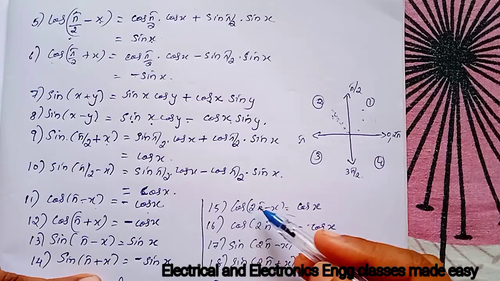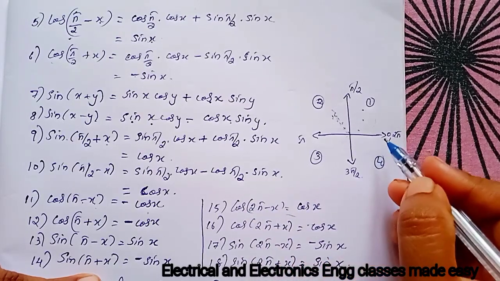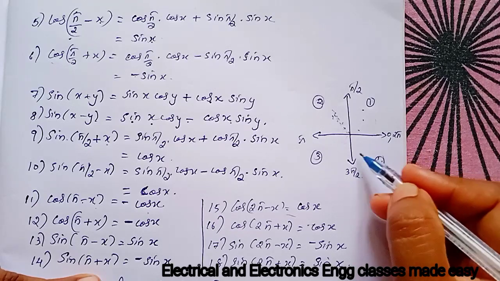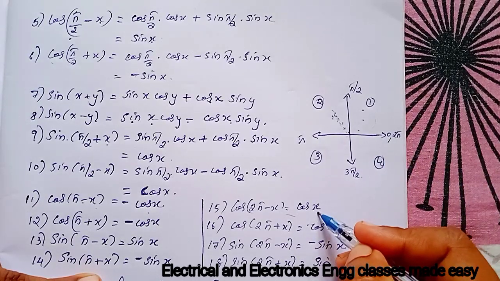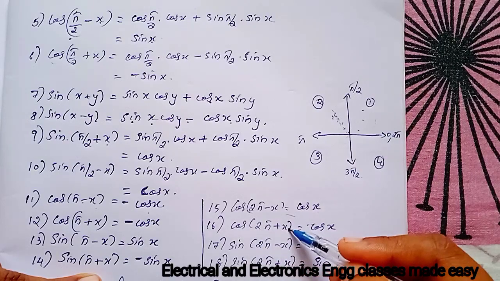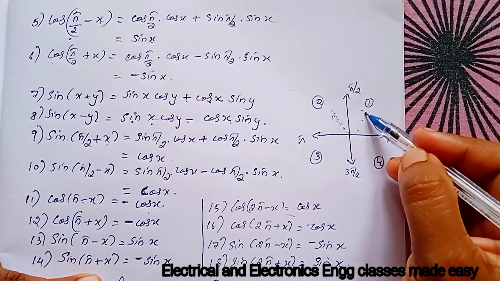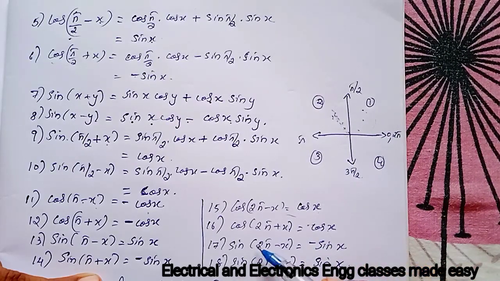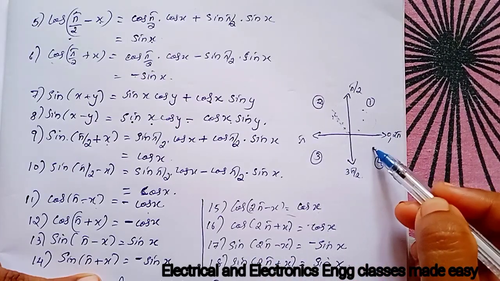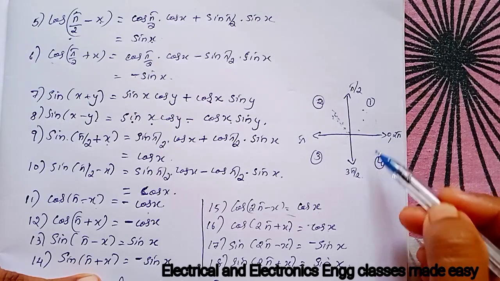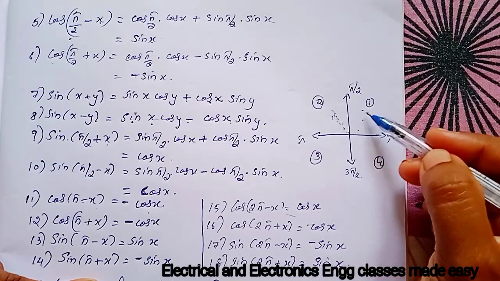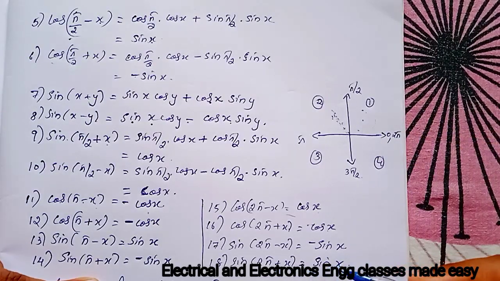Next is cos(2π − x). It is here, and in this quadrant cos is positive. Then cos(2π + x) is in this quadrant, and in this quadrant cos is positive. Then sin(2π − x) is here, and in this quadrant sin is negative, so we have to write −sin x. Then sin(2π + x) is here. Here sin is positive, so sin x.